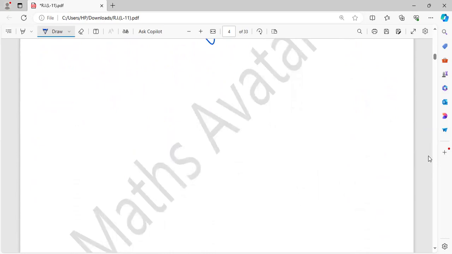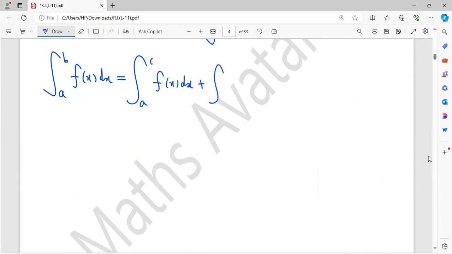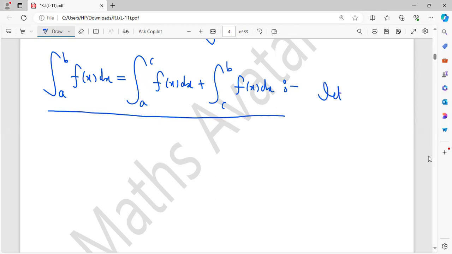Now we have to show that the integral from a to b of f(x) dx is equal to the integral from a to c of f(x) dx plus the integral from c to b of f(x) dx. We have to show this. Let epsilon be greater than 0.